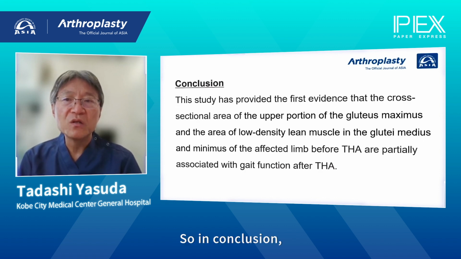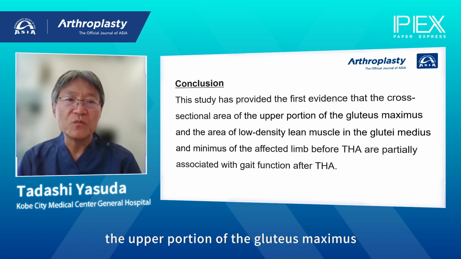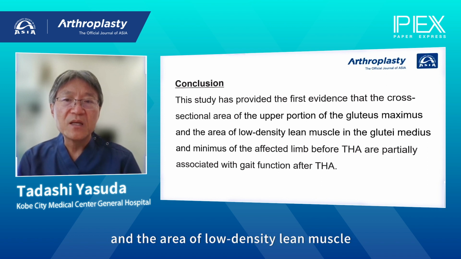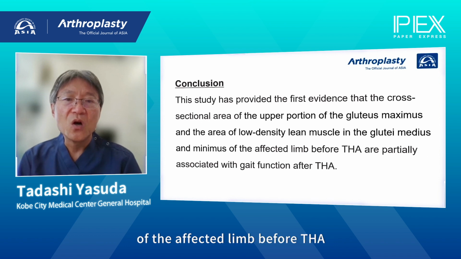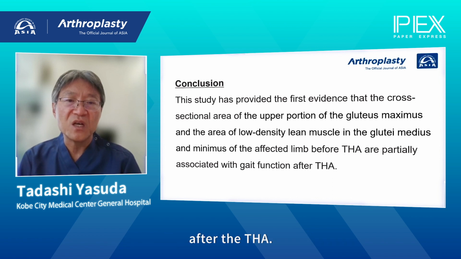So in conclusion, this study has provided the first evidence that the cross-sectional area of the upper portion of the gluteus maximus and the area of low-density muscle in the gluteus medius and minimus of the affected limb before THA are partially associated with gait function after THA.